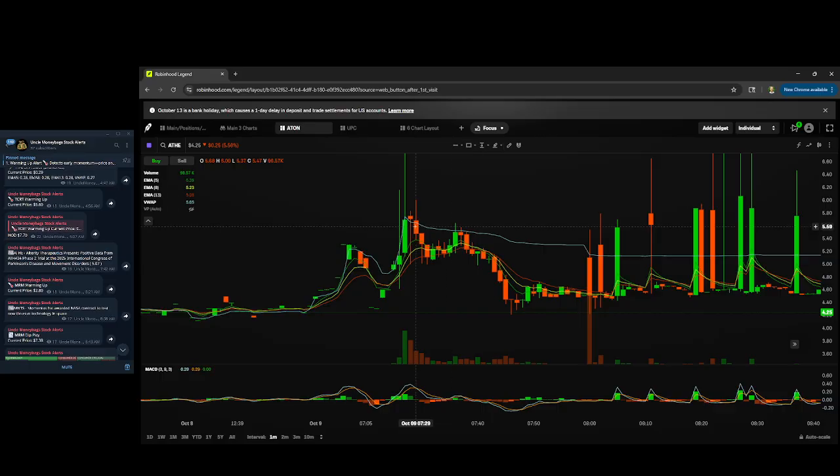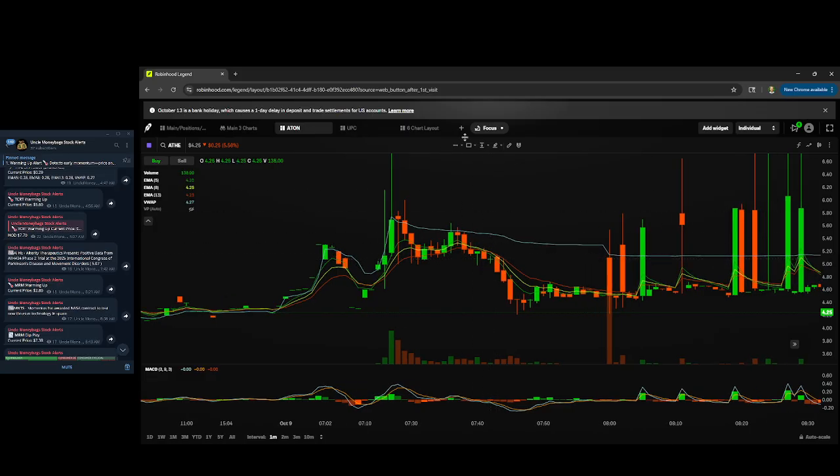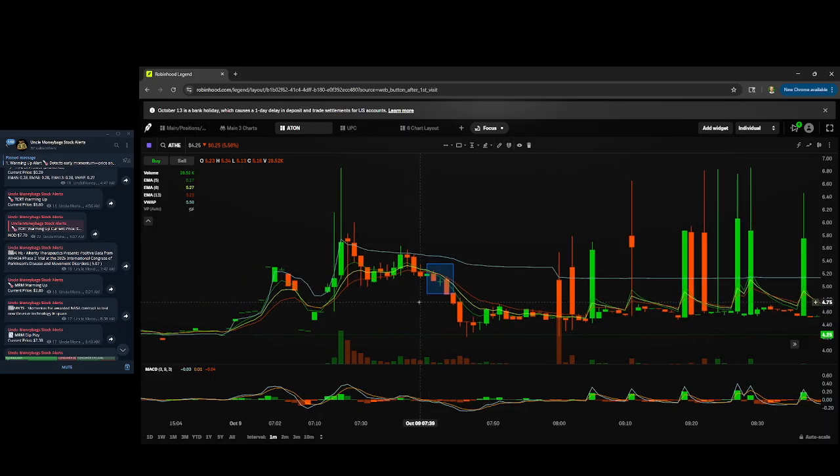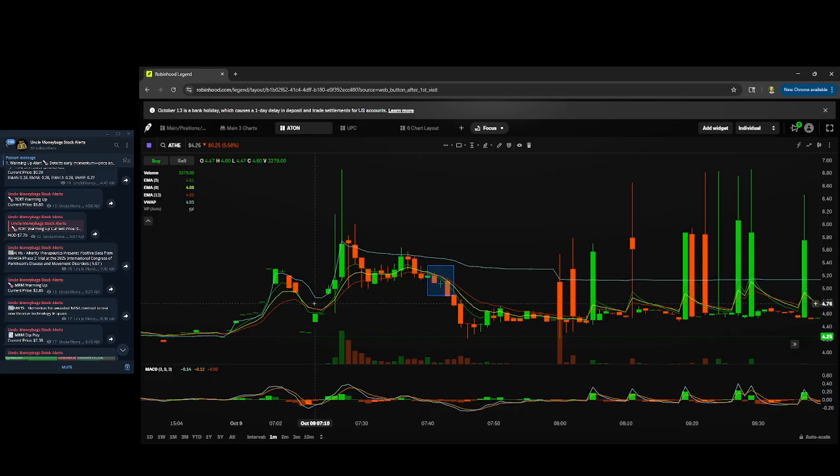So Thursday, October 9th at 7:42. Okay, so this chart has a little bit more volume in it. So right here, this was our alert level, alert zone right there. Right out of the gate, you can see we had a little bit more volume. We had a little bit of action.